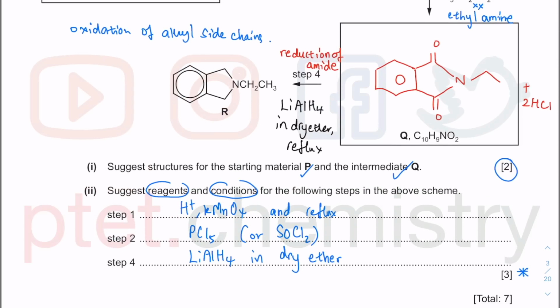Okay, there's also another choice, if I'm not mistaken. You can use hydrogen and nickel catalyst, or hydrogen molecule and platinum catalyst, and heat. That should also work to reduce the ketone there, to reduce the amide as well.